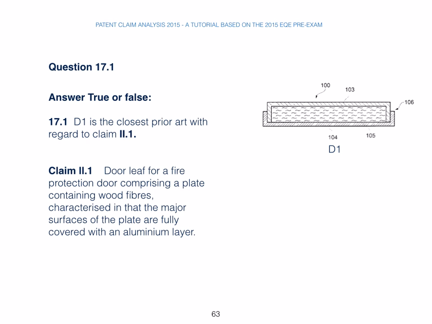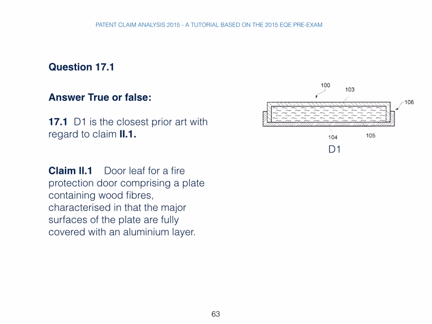D1 is the closest prior art with regard to claim 2.1. D1's picture is there, and claim 2.1 is there. Claim 2.1 reads, door leaf for a fire protection door comprising a plate containing wood fibers, characterized in that the major surfaces of the plate are fully covered with an aluminium layer.